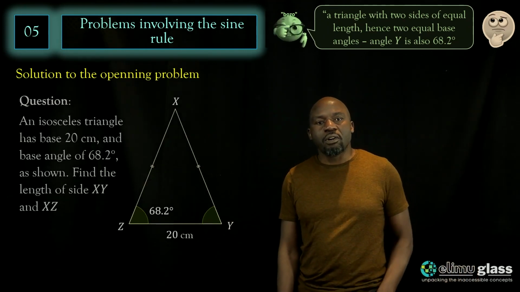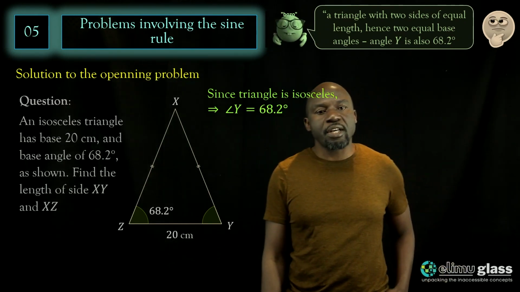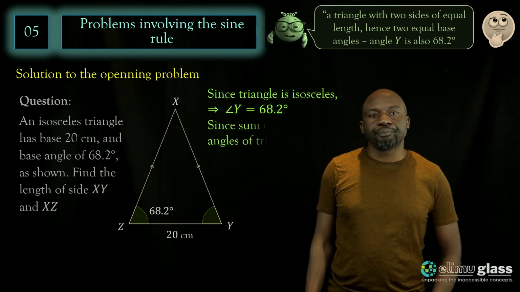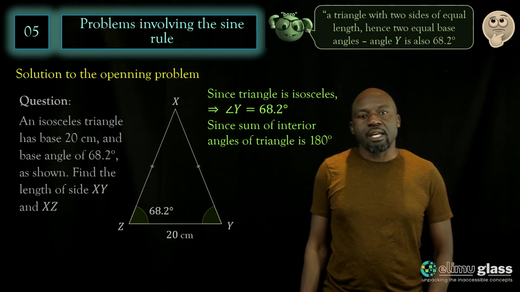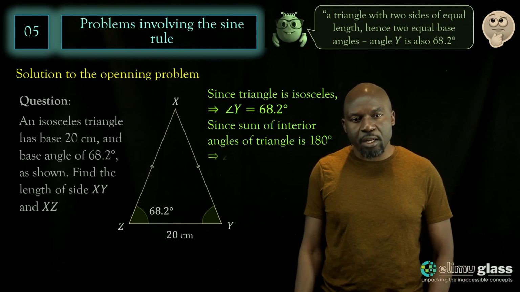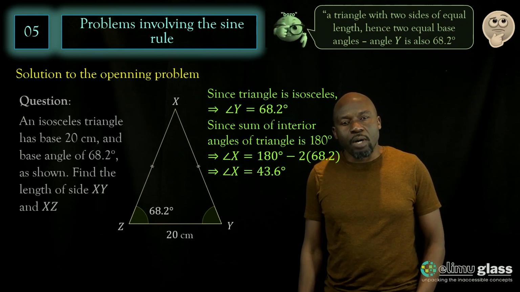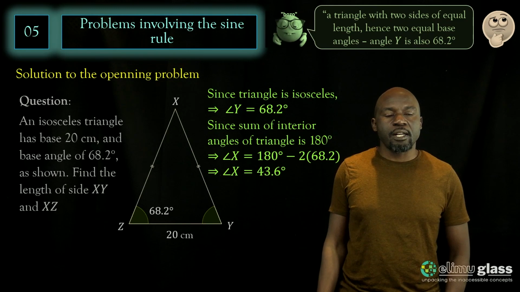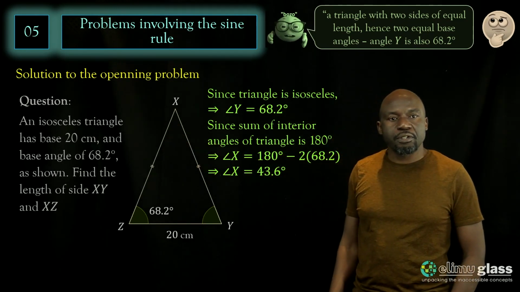Okay, and because we know that is now 68.2, and we have been given two sides, we can find that angle as well if we didn't know it. The sum of interior angles is 180, and that's 68.2, 68.2. If we multiply by 2, we get 136.4, and if we subtract that from 180, we get 43.6. So we know that angle up there is 43.6.